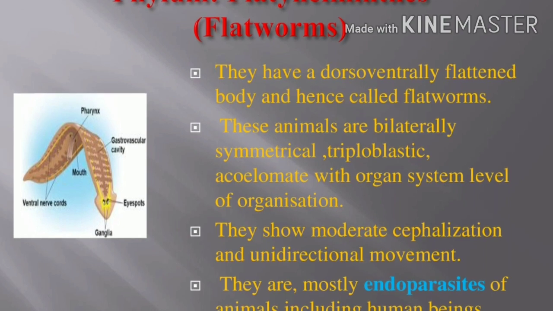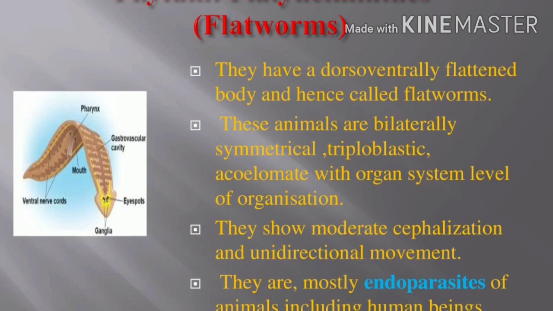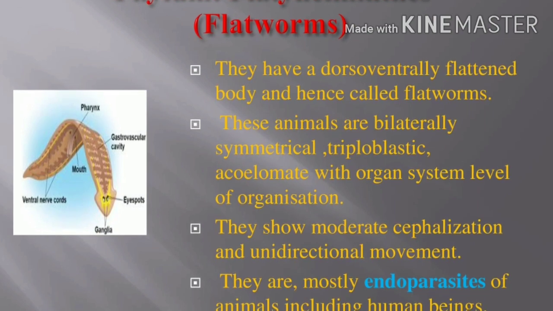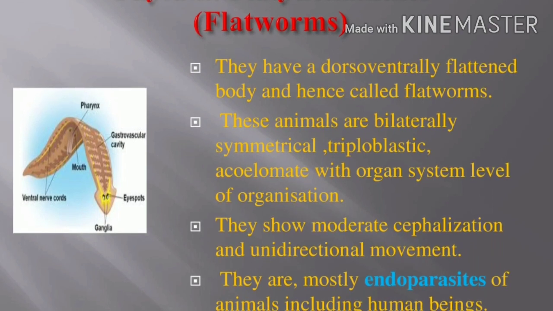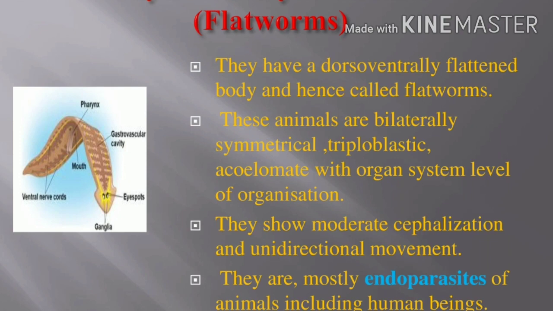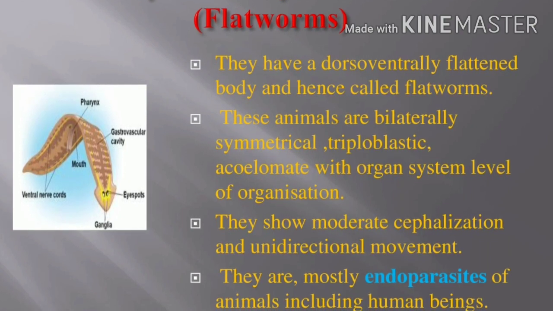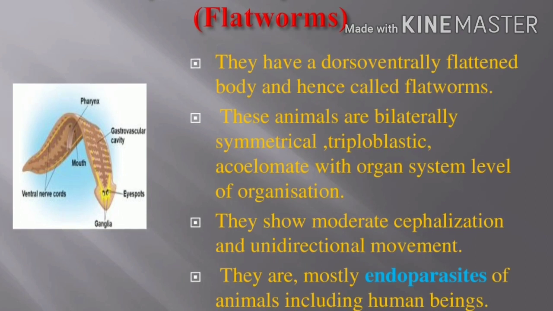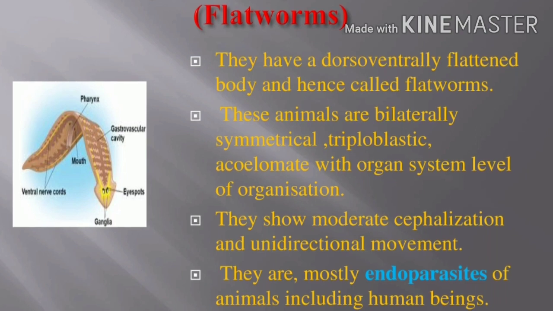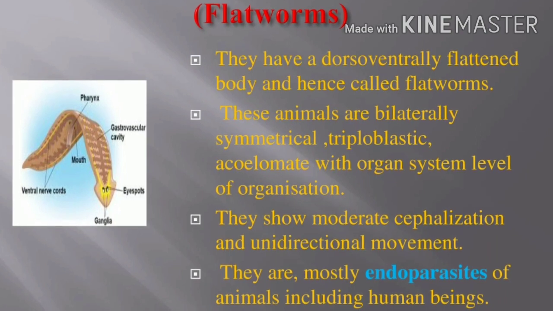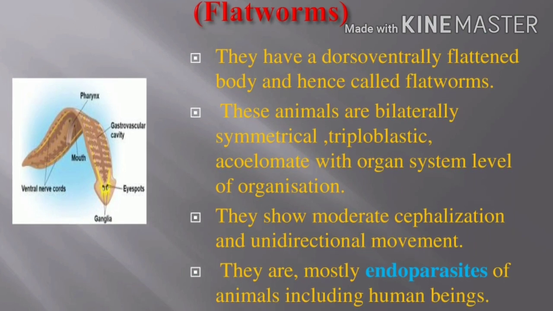Looking at Platyhelminthes, Aschelminthes, next Annelids, these three we compare for the presence of coelom. Platyhelminthes is acoelomate, that is, the absence of coelomic fluid, but with a well-developed organ system level. It shows moderate cephalization and unidirectional movement. Later I will explain what cephalization is.